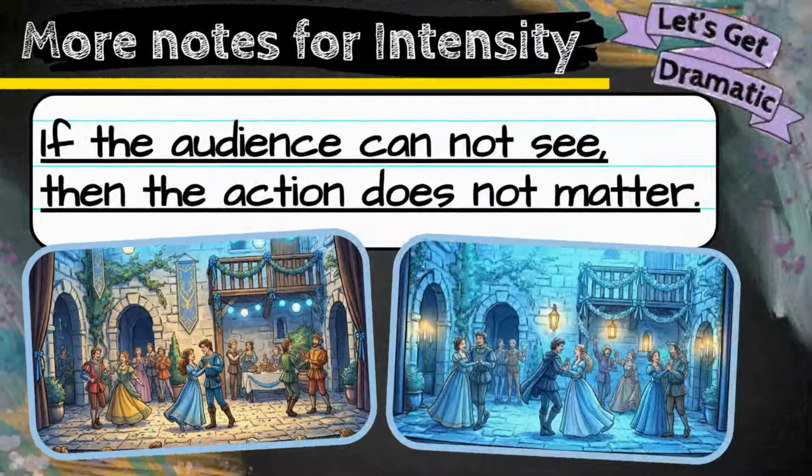More notes for intensity. If the audience cannot see, then the action does not matter. So if you have a scene that is so dim that the audience can't see what's happening, then what's happening is not going to matter on the stage.